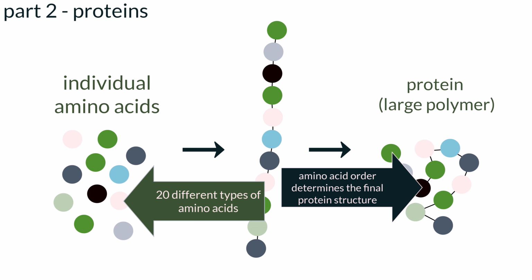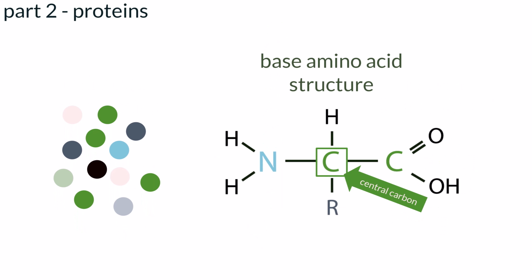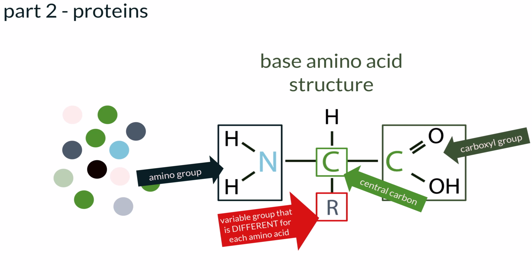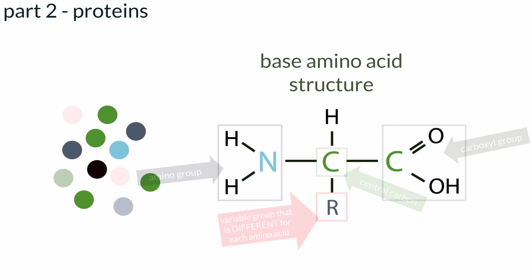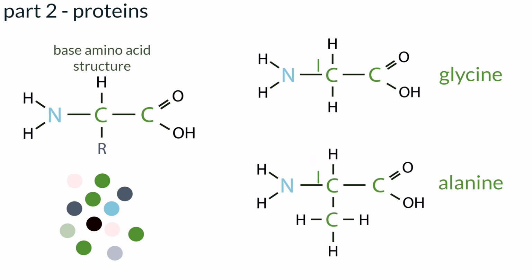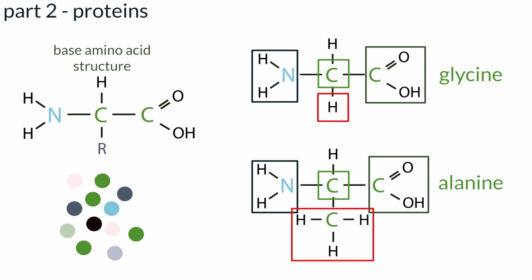The 20 different amino acids have similarities and differences. They all contain a central carbon, an amino group, and a carboxyl group. The R group, or variant group, is what differs between each amino acid. For example, let's look at 2 different amino acids, glycine and alanine. Both amino acids have a central carbon, an amino group, and a carboxyl group, but they contain a different variant group. As you can see, the amino acid glycine has a hydrogen atom as the variant group, and alanine has 1 carbon and 3 hydrogen atoms.